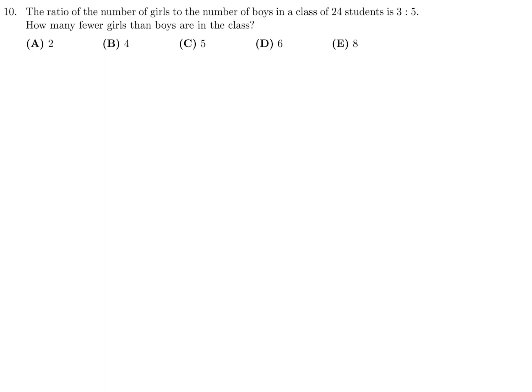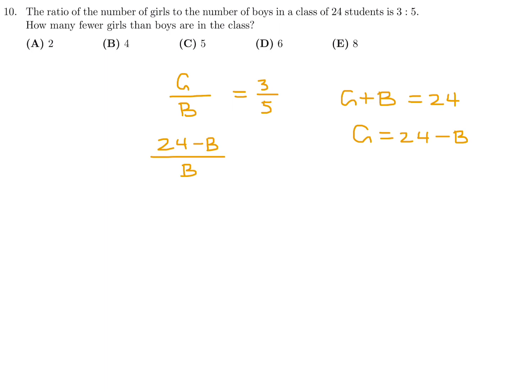The ratio of the number of girls to the number of boys in a class of 24 is 3 to 5. How many fewer girls than boys are in the class? G over B is equal to 3 over 5 according to this question. And they also tell me that G plus B, the number of girls and boys, is 24. Well, that means that 24 minus B is G. We can substitute that into here. 24 minus B over B is equal to 3 over 5.